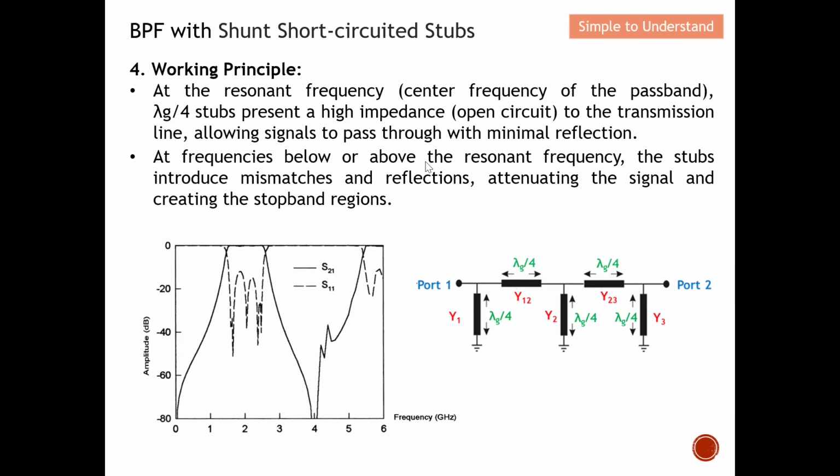At frequencies below or above the resonant frequency, the stub introduces some form of mismatch and reflection. Therefore, they attenuate the signal and create the stop band region. So basically this is what I mentioned earlier. Let's say this is at 2 gigahertz, I will be able to pass through from port 1 to port 2. For the rest of the frequencies, there is some form of mismatch and reflection, so not all the signal will be able to reach port 2. Therefore, with this, we can have the pass band characteristics as shown in this diagram here.